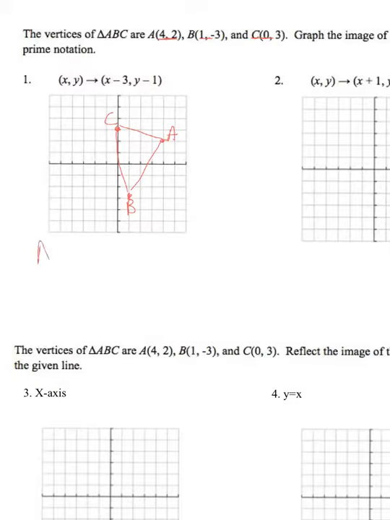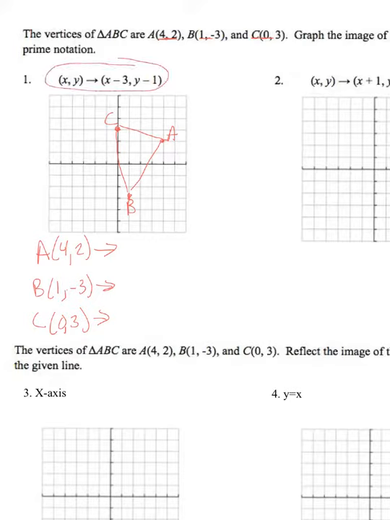And I'm also going to come down here and write out A, B, and C, which is 4, 2, 1, -3, and 0, 3. Now, the reason I wrote those arrows is because we're going to be following this rule to graph the triangle.